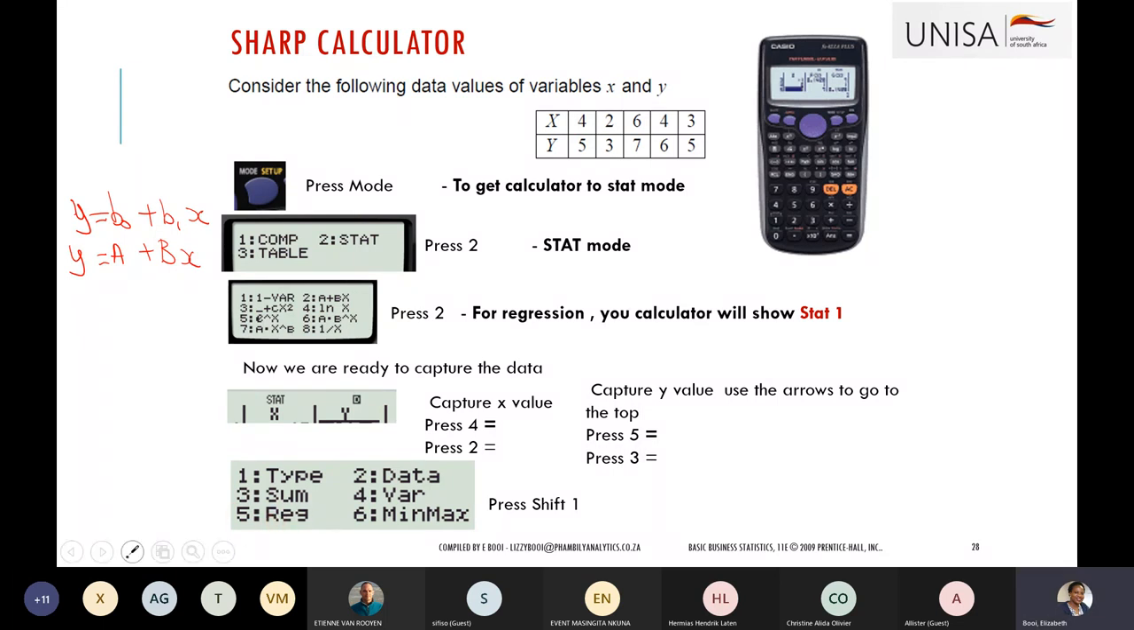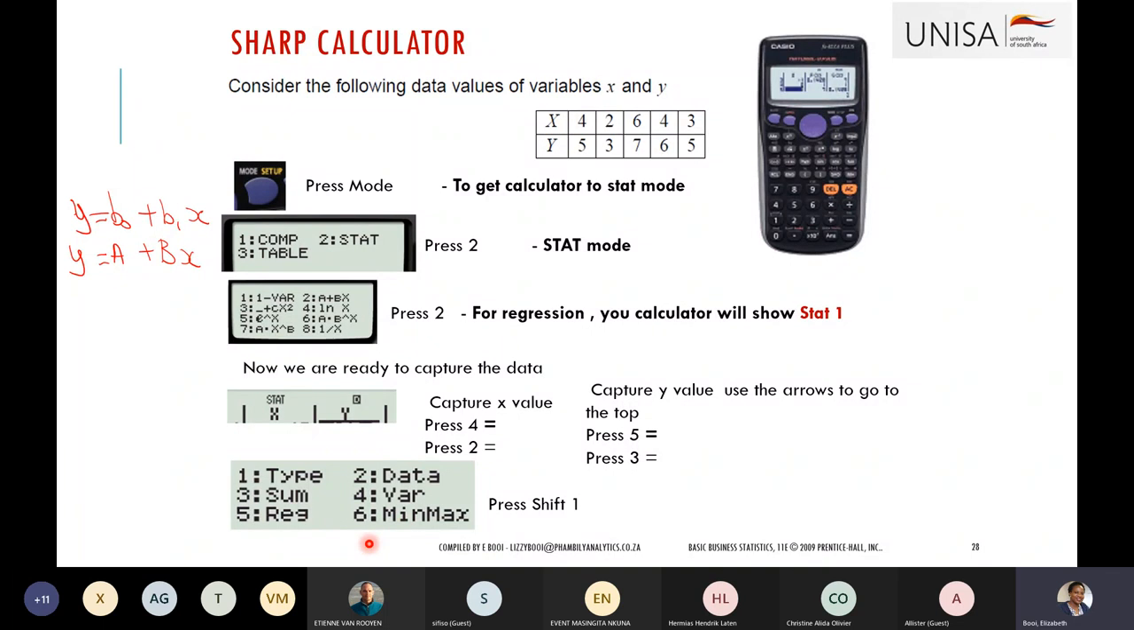Your coefficient of determination, R squared. Once you calculate R, you're going to press the X squared button to get your R squared. The min max, you don't have to worry about that.